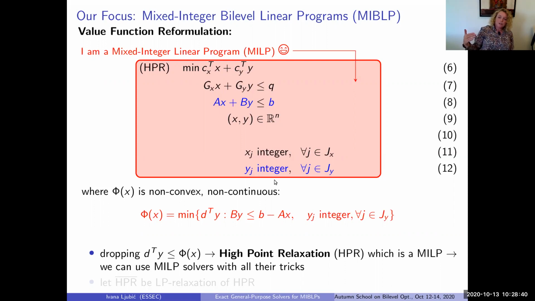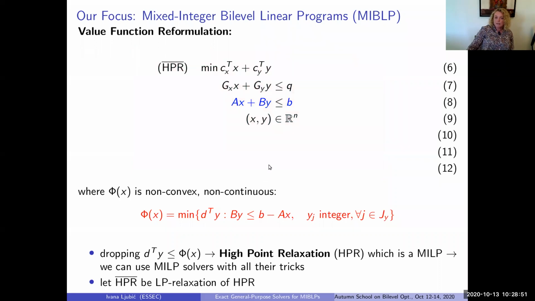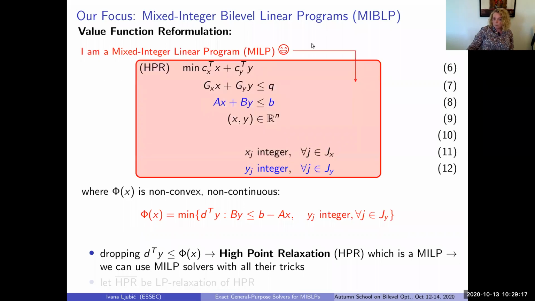So you can also think of the next relaxation, the simpler one, in which you drop the integrality constraints. You can do that, of course, now as well. And I will denote it as HPR bar. That will be simply a linear program obtained by putting together the constraints from the upper and the lower level and minimizing the objective function of the leader. So clearly, the LP relaxation value will be much smaller than the MILP value obtained by HPR.